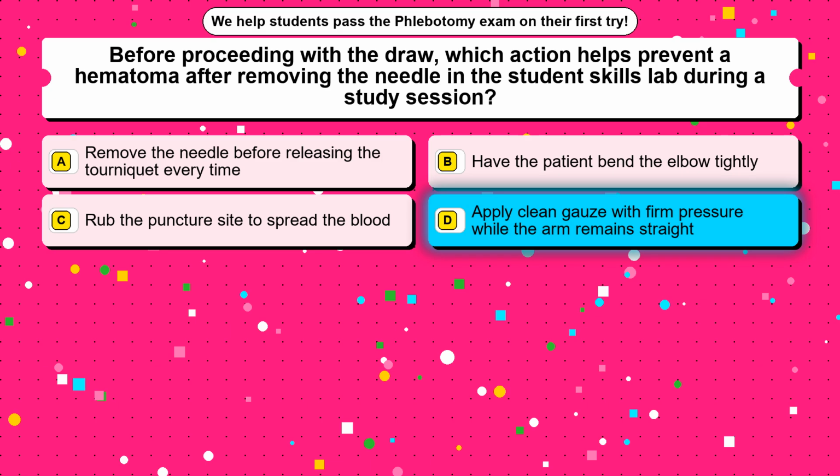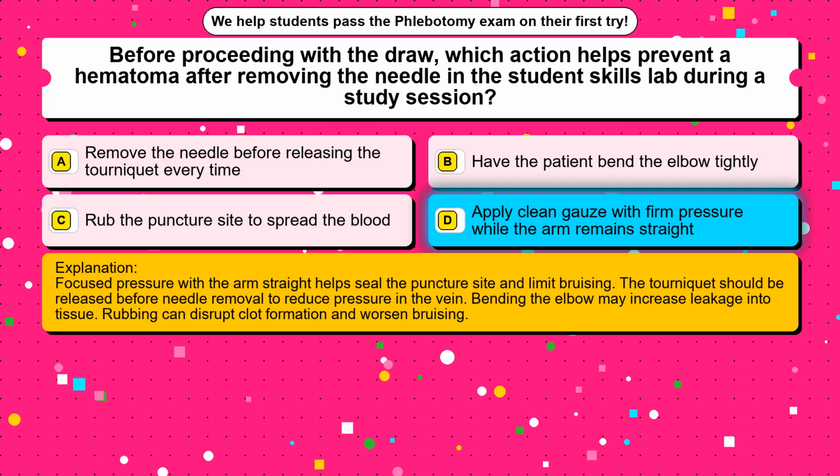Apply clean gauze with firm pressure while the arm remains straight. Focused pressure with the arm straight helps seal the puncture site and limit bruising. The tourniquet should be released before needle removal to reduce pressure in the vein. Bending the elbow may increase leakage into tissue. Rubbing can disrupt clot formation and worsen bruising.